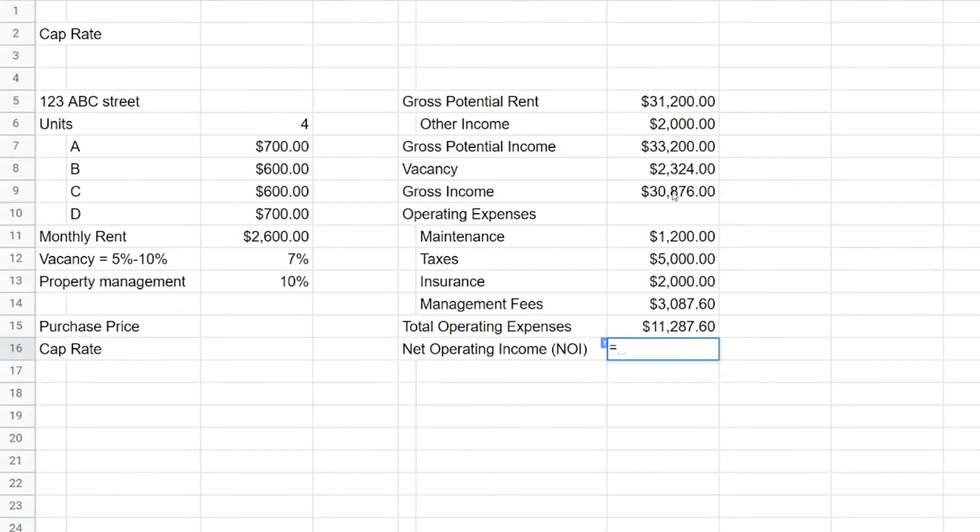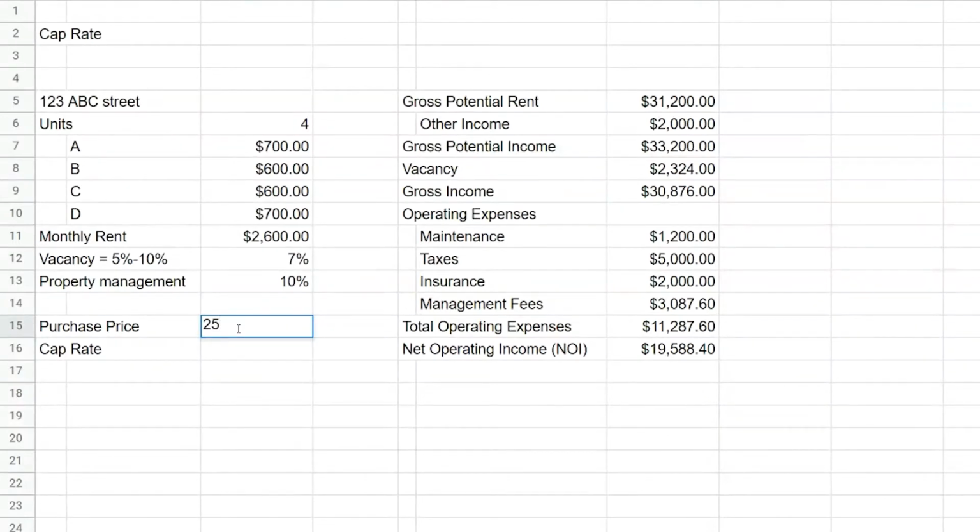And then you take your gross income minus your total operating costs. That's where you get your net operating income. So that looks pretty good, right? What you have to account for is what you purchased this property for.